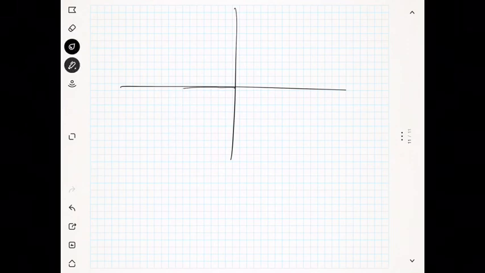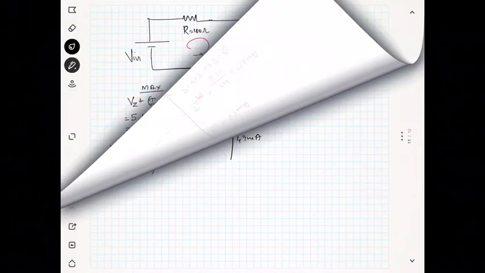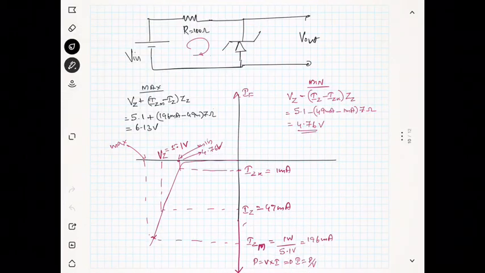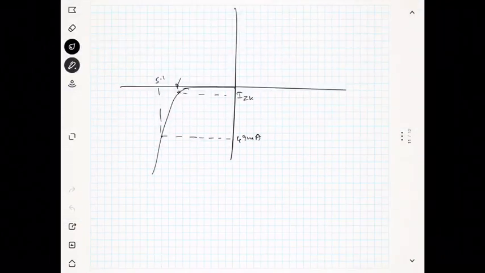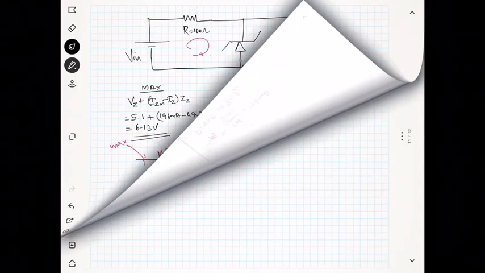This is the Zener characteristics, and this is the point of 5.1 volt, and at IZK. At 5.1 volt the current was given as 49 milliampere, and at IZK the corresponding voltage has been reduced slightly. You can see it is only a very small change. So it is nothing but 4.76 volt, and the maximum that we have got is 6.13 volt.